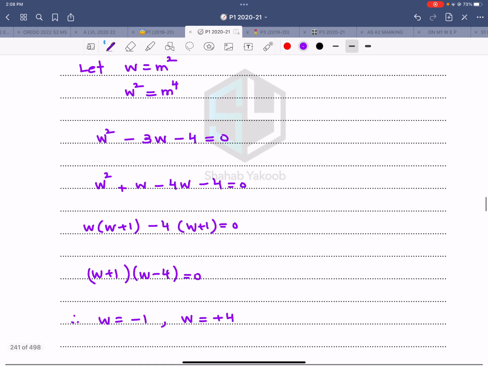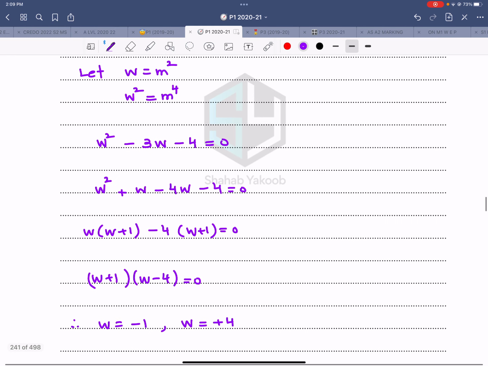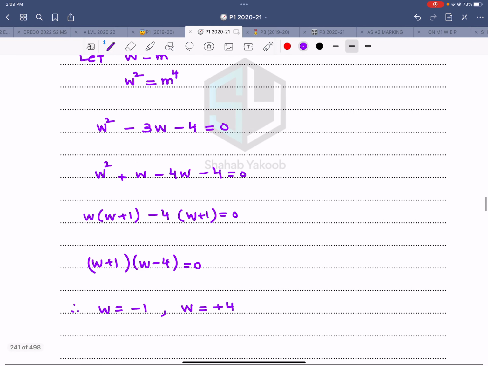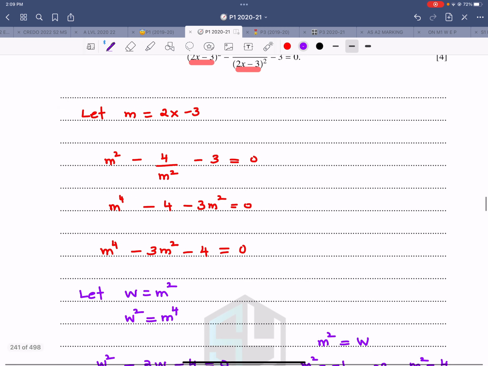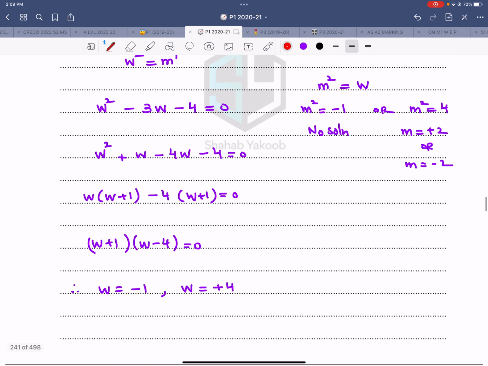But we are not solving for w initially, we are solving for m square. So m square equals w: m square equals negative 1, no solution, or m square equals 4, and m equals plus 2 or m equals negative 2. But we are not even solving for m. We are solving for x. M is equal to 2x minus 3.